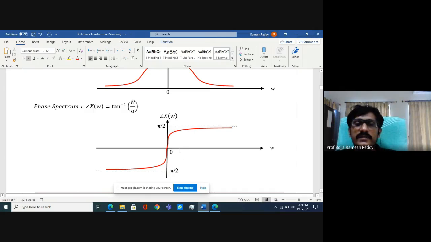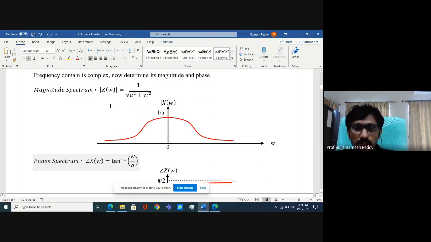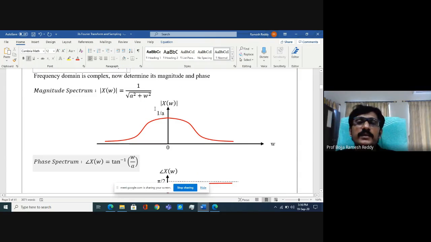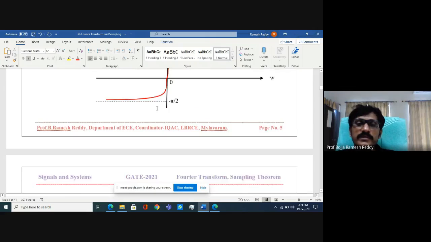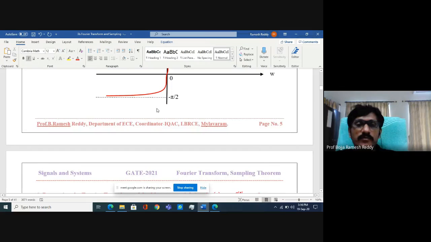If omega is infinity, then the angle is pi by 2. Right side positive angle, left side negative angle. Previously left side positive angle, right side negative angle because of minus. This is also anti-symmetrical about y-axis. Only the magnitude spectrum is even, symmetrical about y-axis. But the phase spectrum is not even, not symmetrical about y-axis.